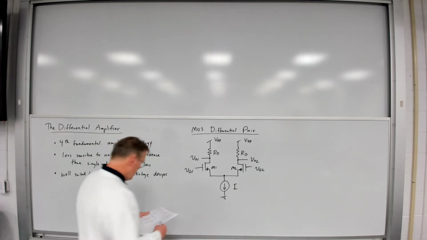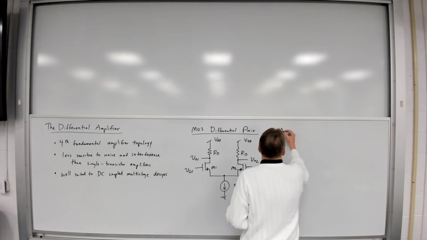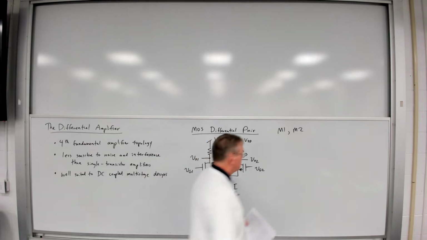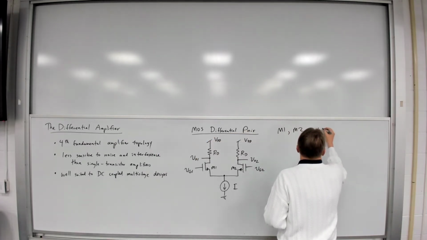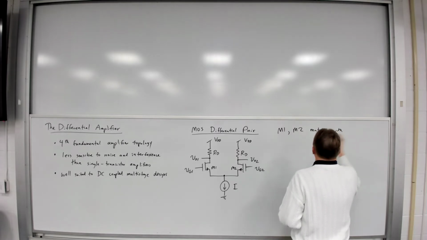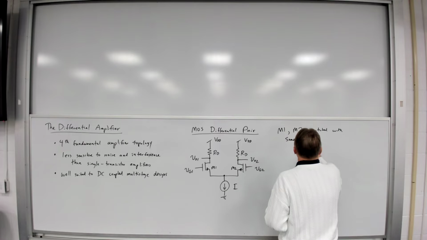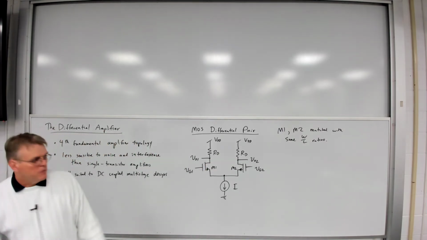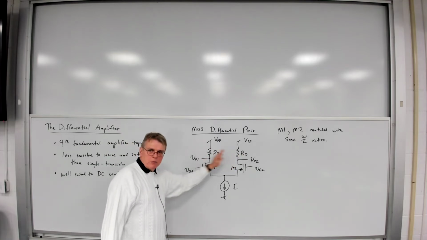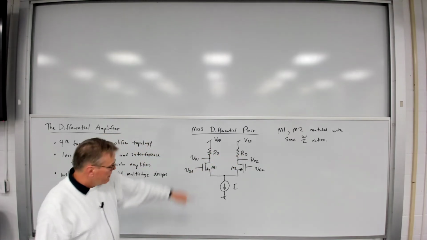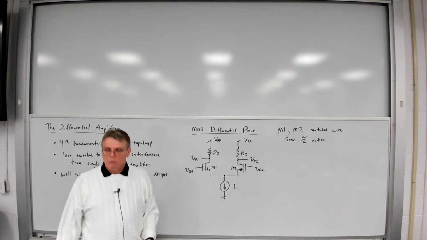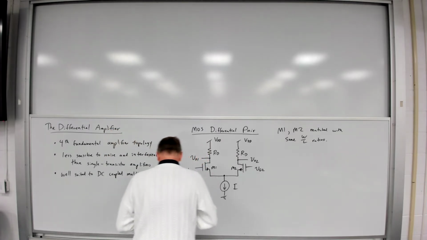So in this case, we are assuming M1 and M2 are matched, and they have the same width to length ratios. Also note, the two drain resistors, R sub D, have the same resistance. So this is basically a mirror symmetry between these two inputs. But notice the two sources of the MOSFETs are connected together, and they flow through this current source with a value of I.